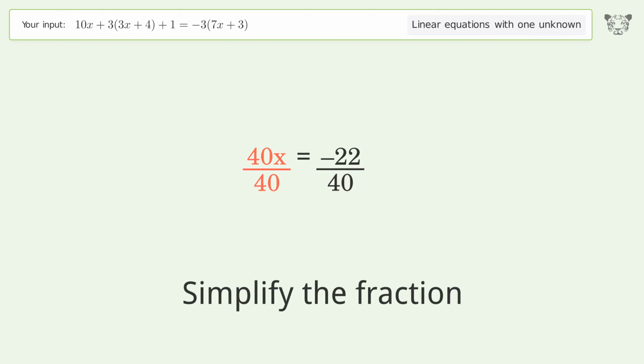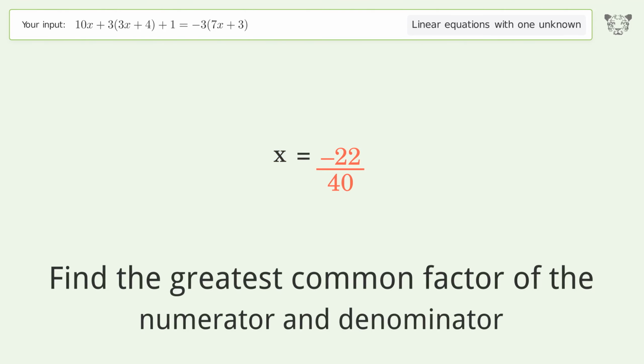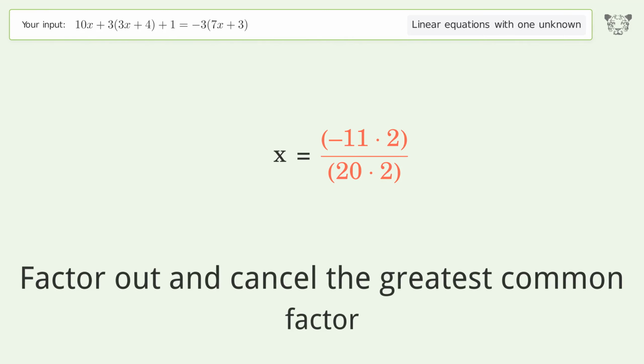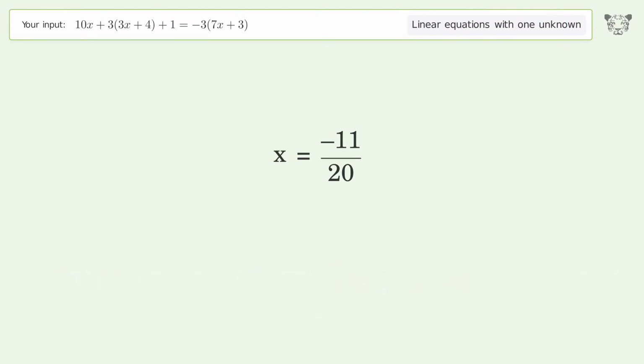Simplify the fraction. Find the greatest common factor of the numerator and denominator. Factor out and cancel the greatest common factor. And so the final result is x equals -11/20.